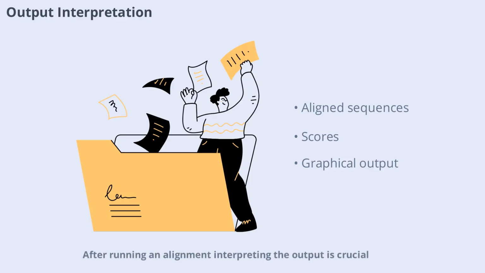After running an alignment, interpreting the output is crucial. Results typically include aligned sequences, scores, and sometimes graphical representations. Understanding what these results mean helps researchers draw meaningful conclusions and plan further experiments.